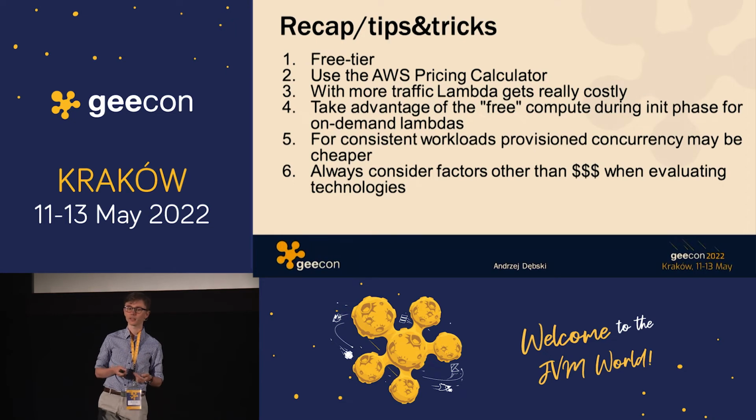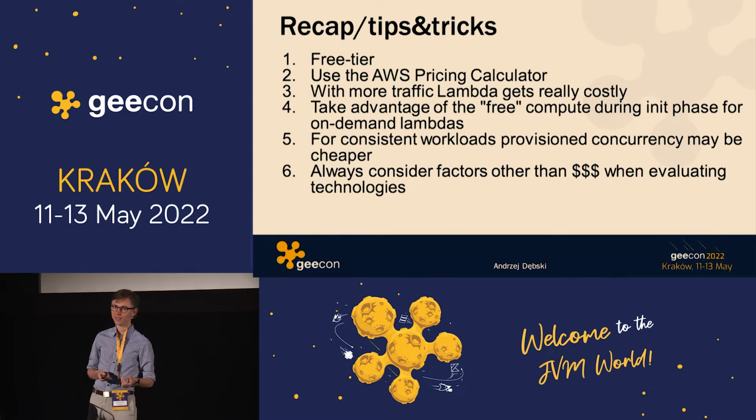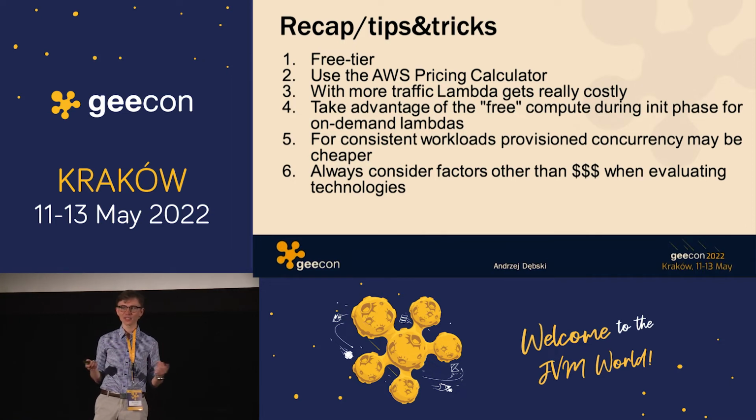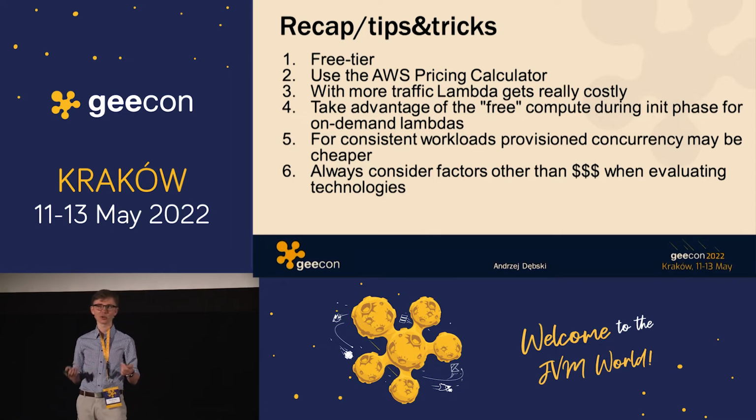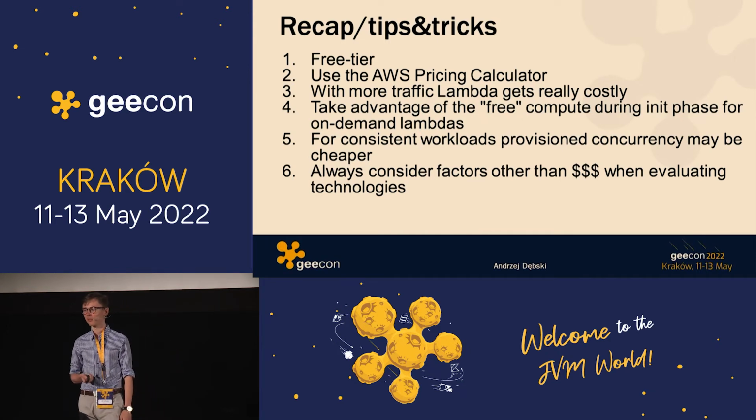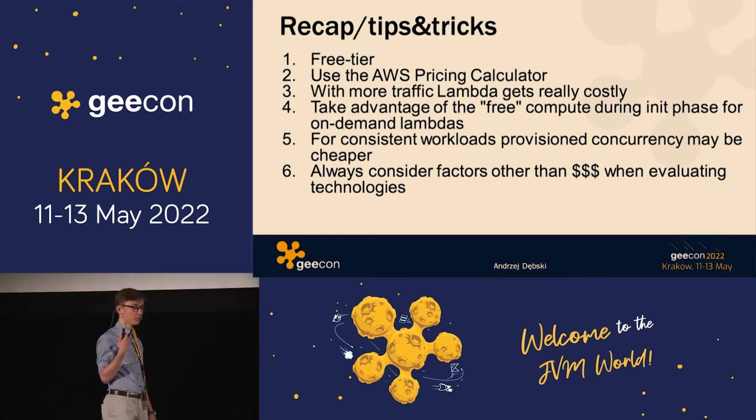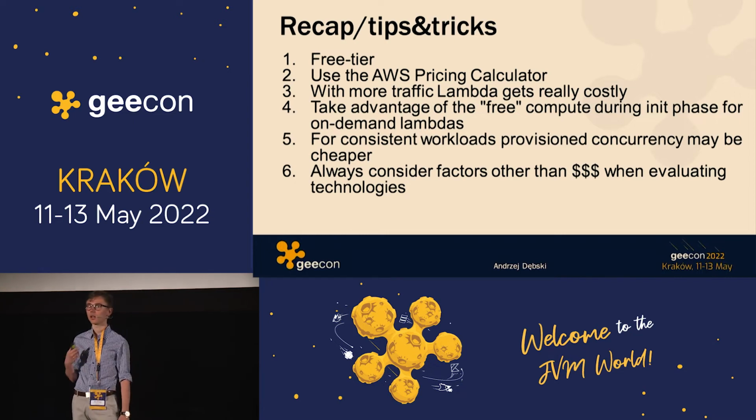The other thing is, and in one blog post they called it a well-known secret, if you are using on-demand Lambdas, you don't actually pay for the init phase. And the init phase has a burst CPU. So if you have some computation that you want to do, and you know that it takes a significant amount of time, you can move it to your function constructor. And it will be for free. For consistent workloads, provisioned concurrency may be cheaper. Again, you should run the numbers and see how it works out for your use case.